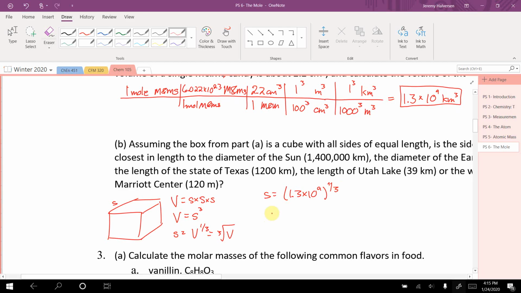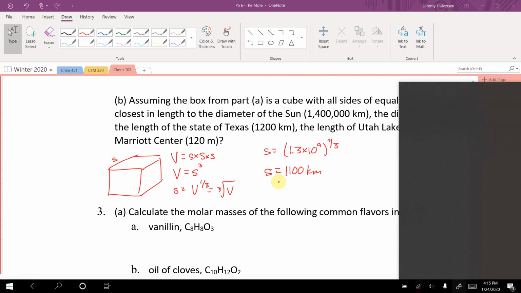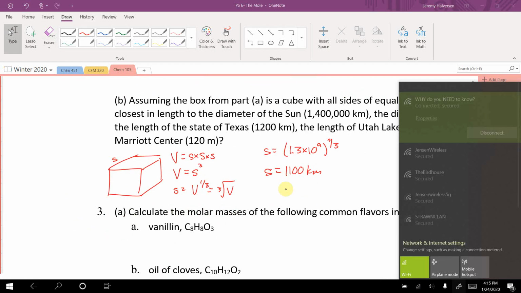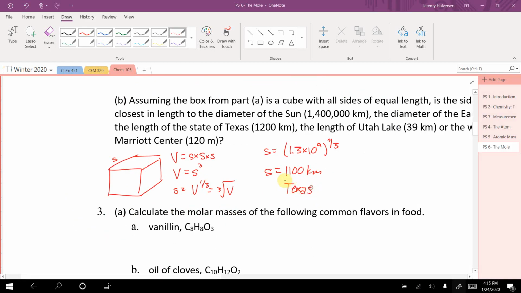And that got me 1091 kilometers, but I only have 2 significant figures, so really I should have 1100 kilometers, which is closest to the length of the state of Texas. So a box that's literally as long or as wide as Texas is. So that should give you a good idea of how much stuff we're talking about when we're talking about a mole.